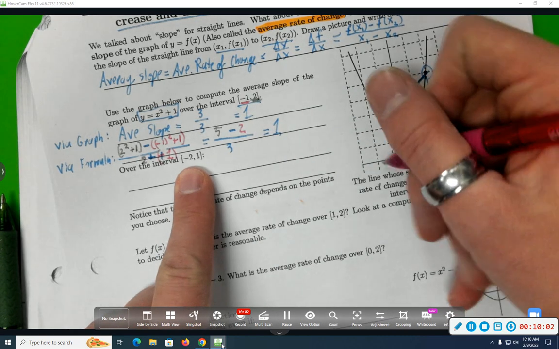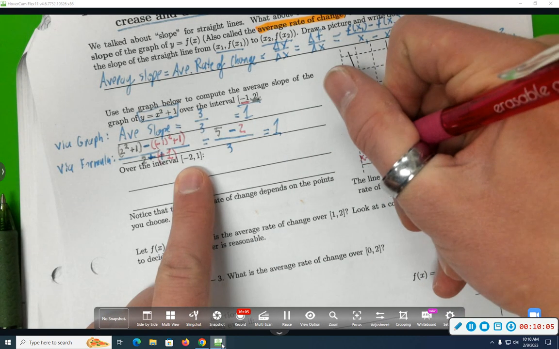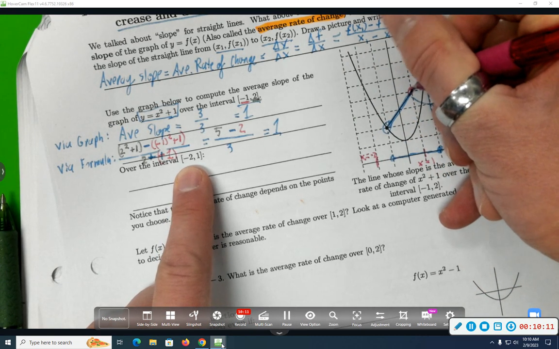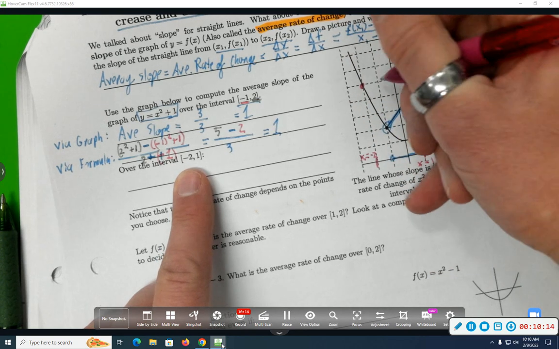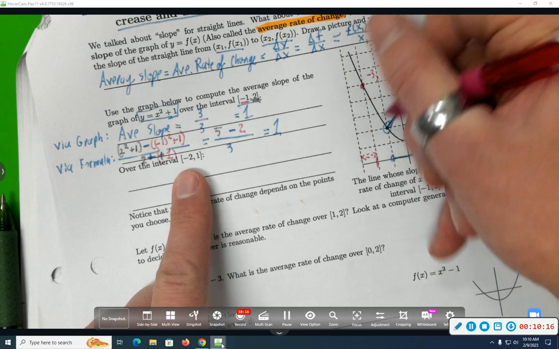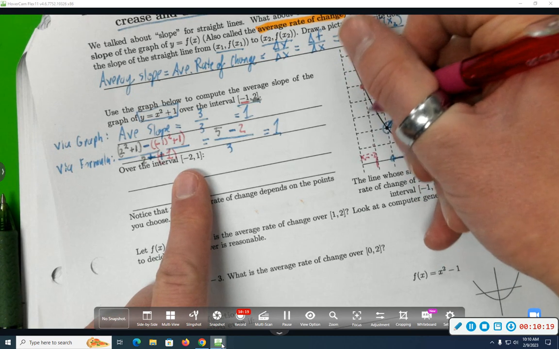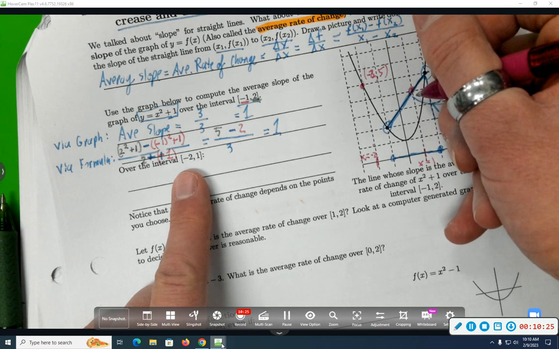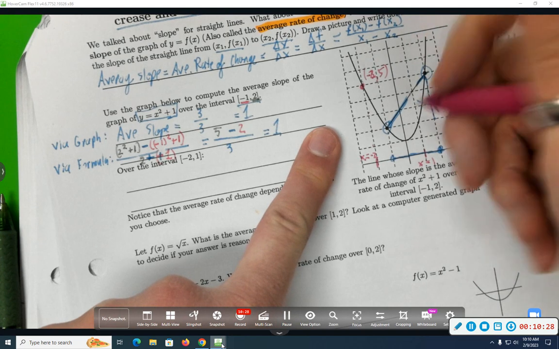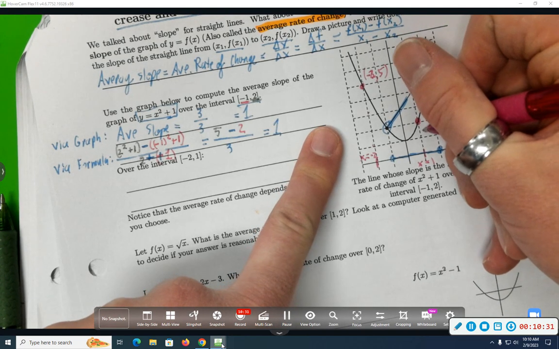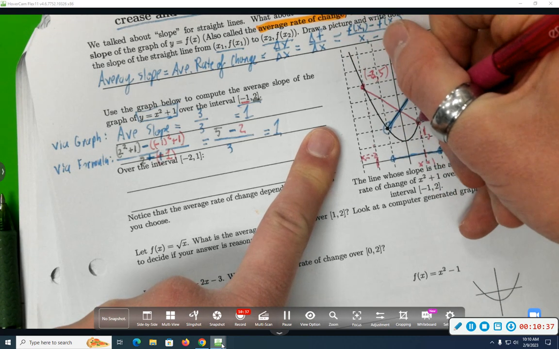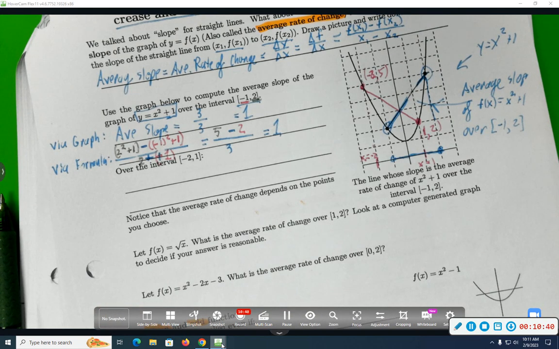So if you want the average rate of change from x equals negative 2 to x equals 1, let's find these points. That sure looks like negative 3, comma, 1, not negative 2, comma, 1. Just because it's blue doesn't mean that's where you go. 1, comma, 2. Do you want the straight line between those 2 points? What does that slope appear to be? Sure looks like negative 1.